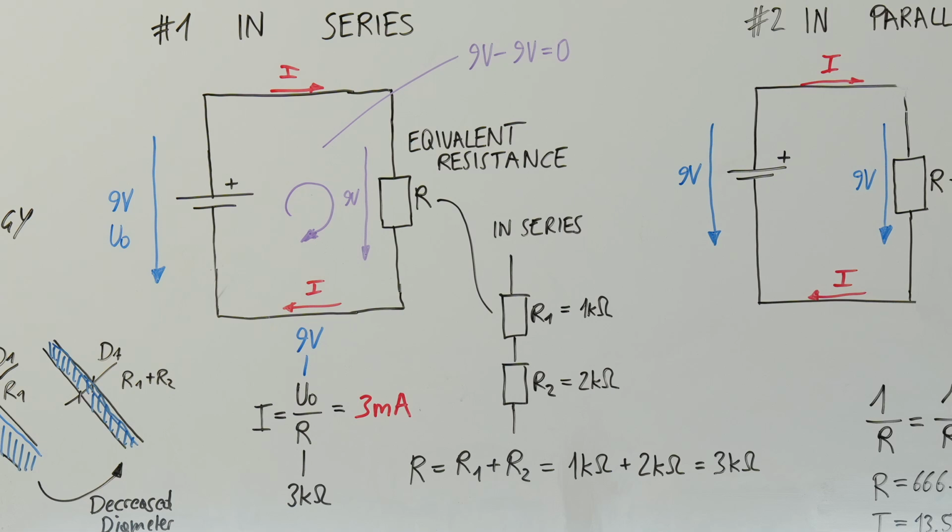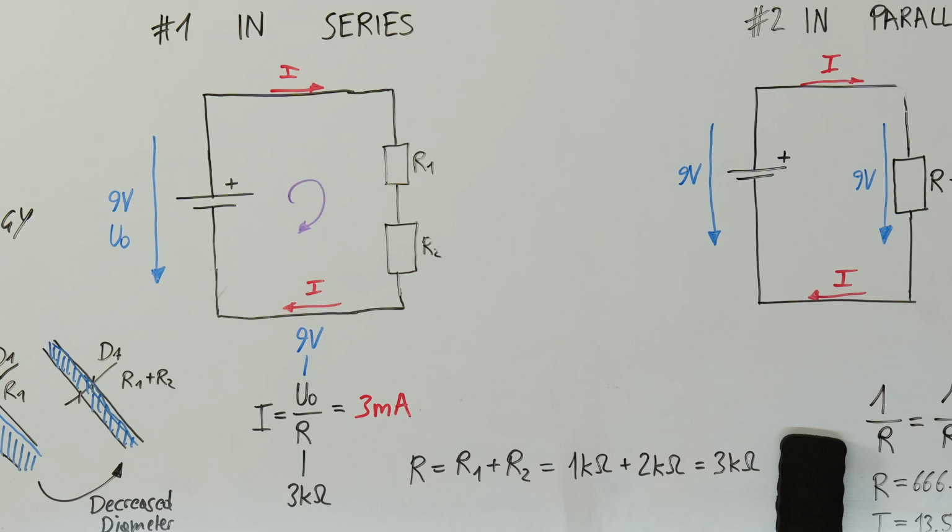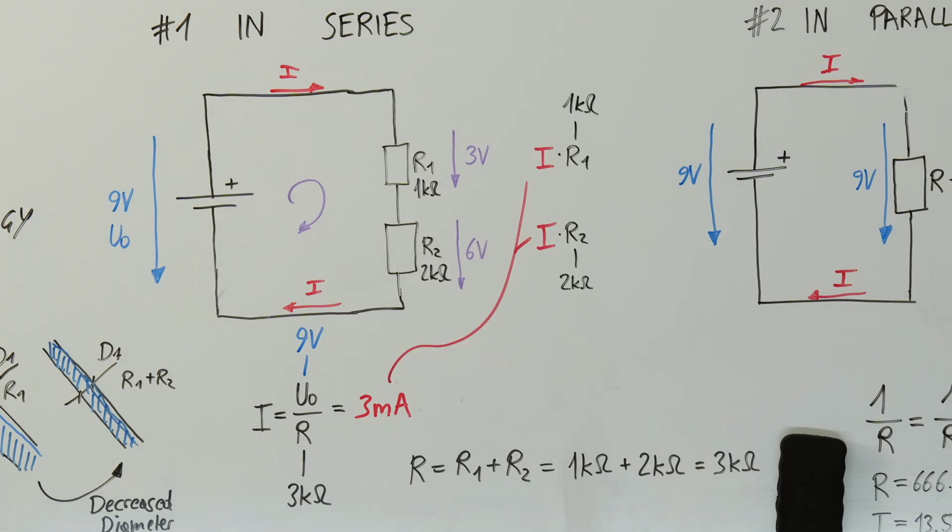In reality, each of the two resistors has an individual voltage drop, the first 3 volts and the second one 6 volts. In total, 9 minus 6 minus 3 volts again results in a net 0 voltage. We can calculate the specific voltage drops by using Ohm's law again, this time reformulated for the voltage. U is equal to R times I.